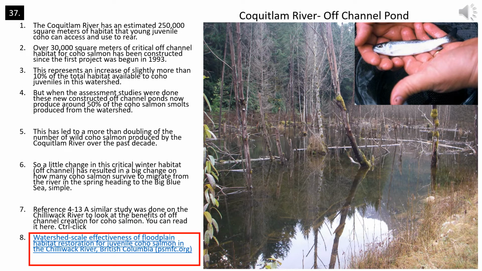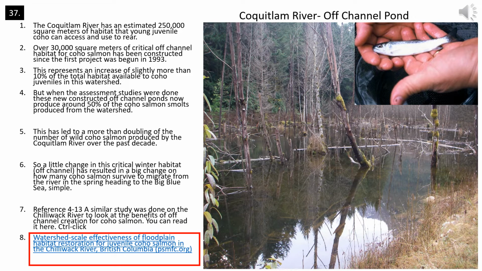So beginning in 93 and over the following 15 years, a series of off-channel habitats were created that added up to approximately an additional 30,000 square meters of this critical off-channel habitat. Now this represents slightly more than 10% of the total habitat available to coho juveniles. So the habitat base in the watershed increased by 10%, a relatively modest amount.